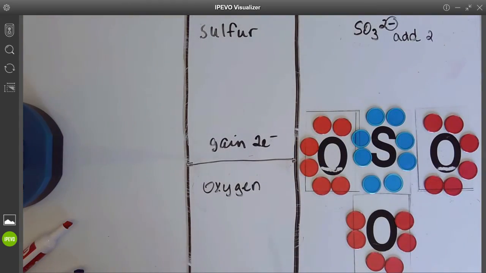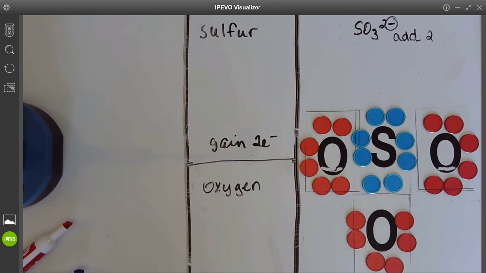So whenever one atom gives both of its electrons to a bond, we refer to this as a coordinate covalent bond. And typically we only really see this when we're trying to form polyatomic ions.